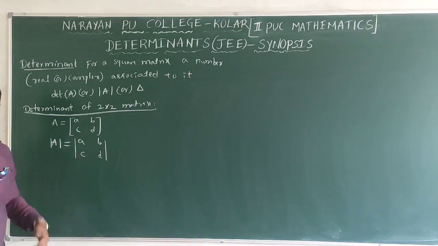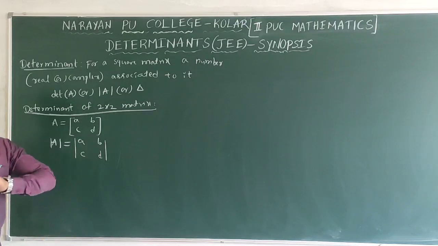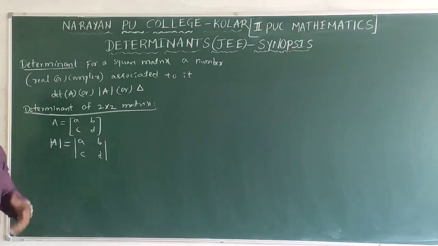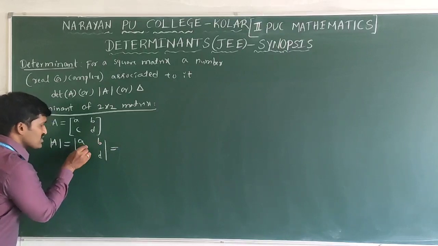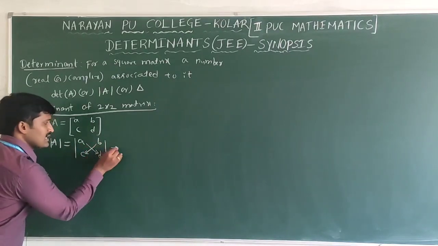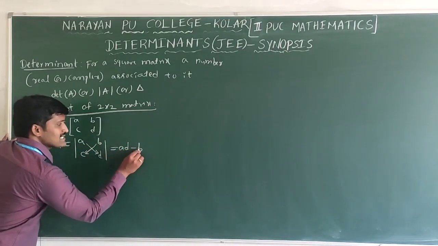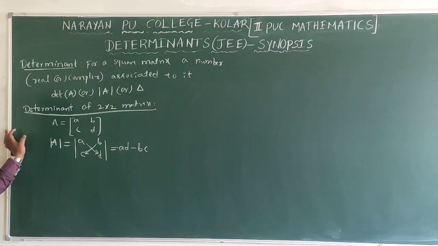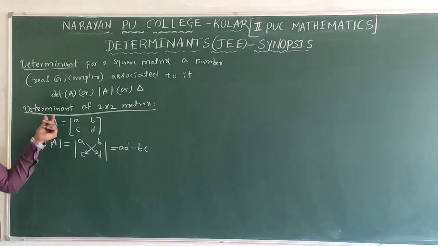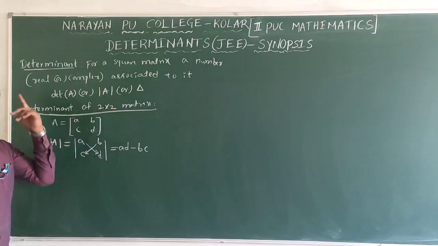Determinant can be a real number, positive or negative. But modulus is not negative; it is always a positive value. So how to find this one? Simple. Like this: ad minus bc. ad minus bc gives the determinant of a 2x2 matrix.